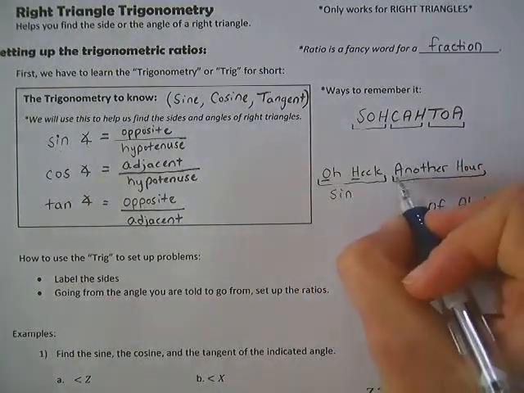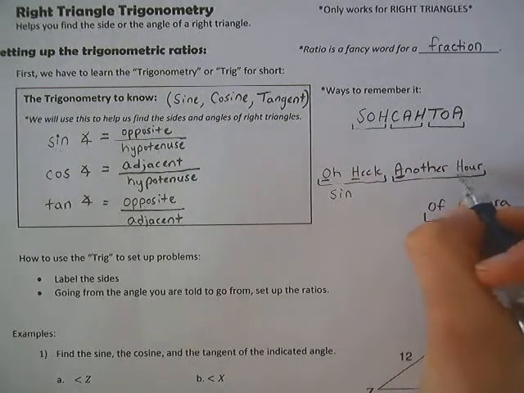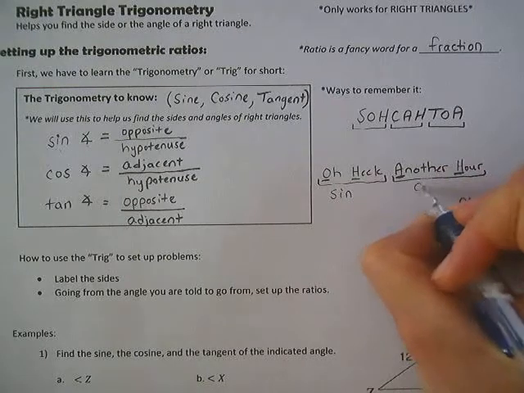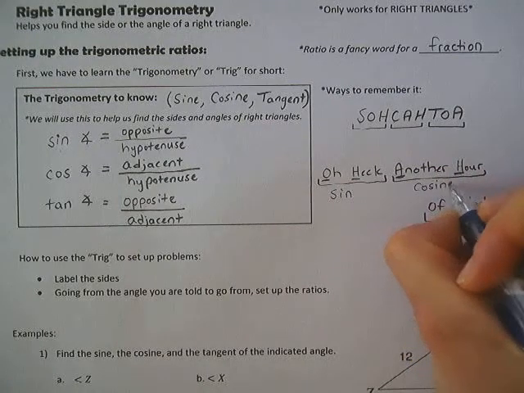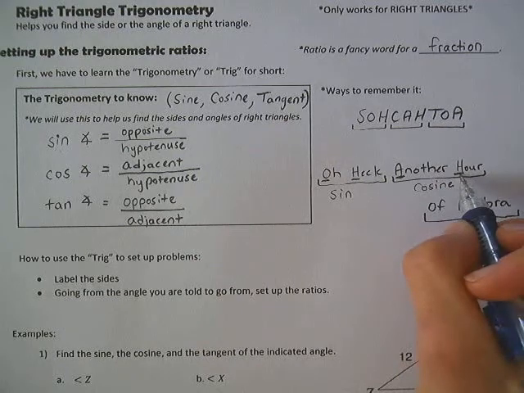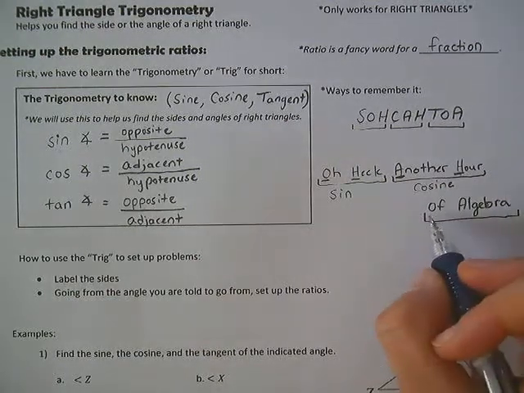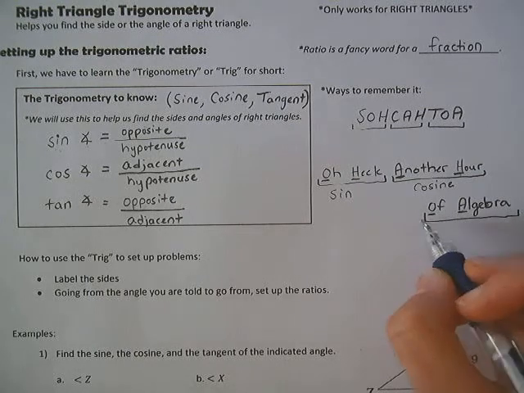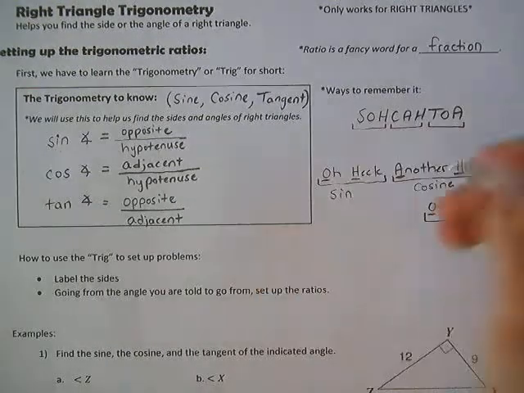This one, the A is for adjacent, the H is for hypotenuse. So this would help you. The next one, you got to remember the cosine goes with that. Cosine would be adjacent over hypotenuse. And then this one, you got O for opposite and A for adjacent. So that'd be opposite over adjacent, which goes with tangent.